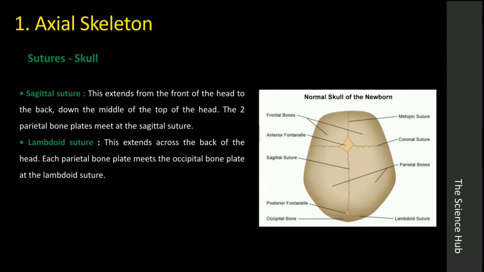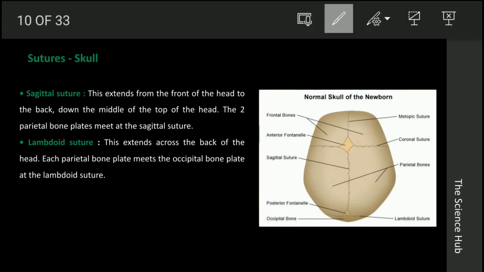Sagittal suture: this extends from the front of the head to the back down the middle of the top of the head. The two parietal plates meet at the sagittal suture. मतलब जो भी parietal bones है हमारे उनके बीच में ये जो suture present है, that is the sagittal suture.